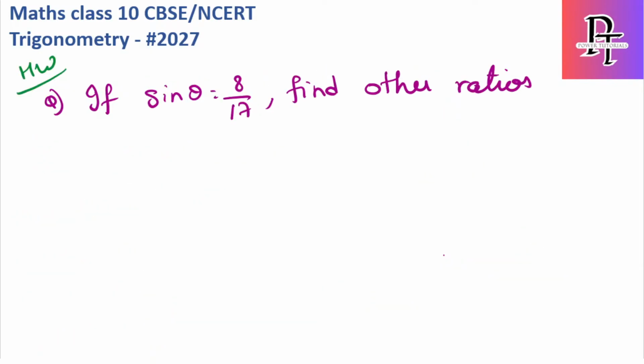Okay, and this is the homework question. Here I have sin theta is 8 by 17, and I want you guys to solve and find out all other 5 trigonometric ratios.